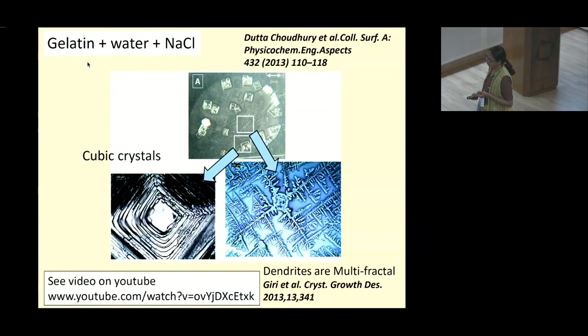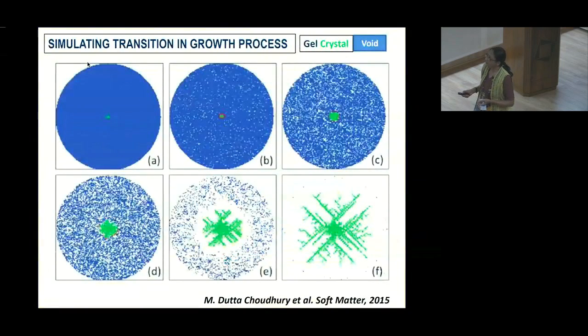Now, there is a video on YouTube. There's no time to show it here. The transition between these two growth processes is what interested us, and we were trying to simulate this. In the simulation, the problem was where to switch on the second type of growth process. And the simulation was done like this.